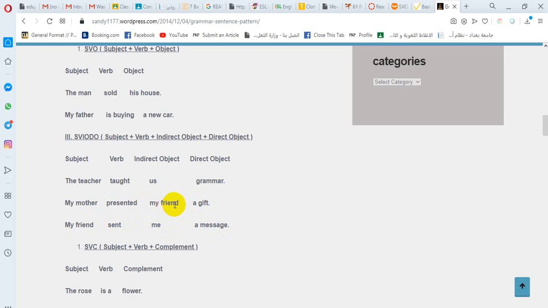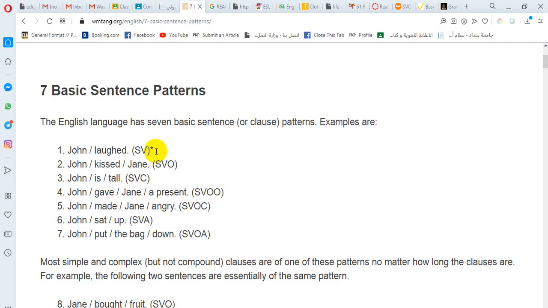So if I use a prepositional phrase, the direct object will come before the indirect. Usually the first one is the indirect and the second is the direct. If you want the direct to come before, in this case you have to use what? A preposition. You say: the teacher taught grammar to us. So this is the fourth pattern, SVOO. When I say OO, I mean double objects, indirect, direct. An object in English is what? A noun.